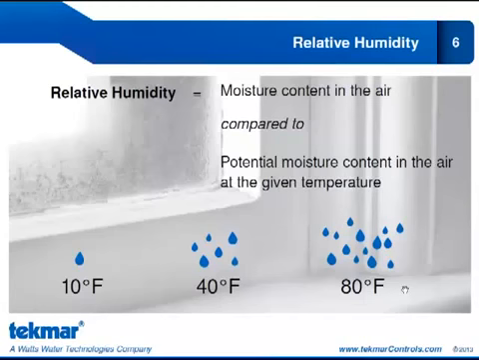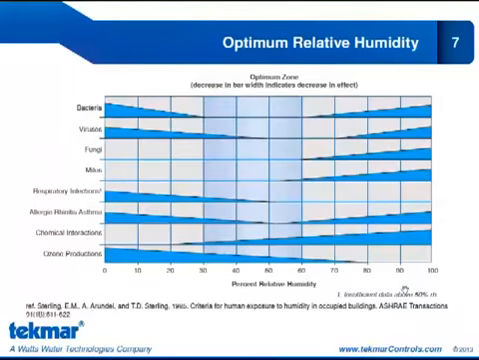Now, why is it important to measure and control relative humidity? This is a study that was done in 1985. It is published in the ASHRAE Transactions Handbook. Now, we can see in the study it was shown that the optimum level of relative humidity ranges from 30 to 60%. So this is your optimum zone for relative humidity.